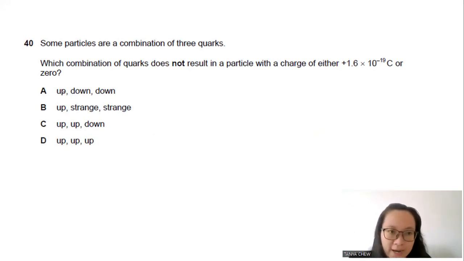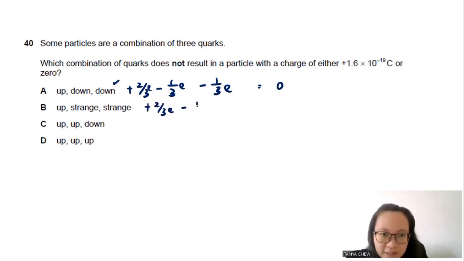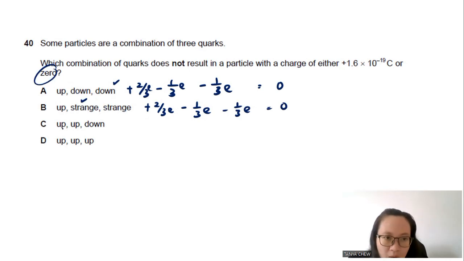So let us look at A. Up quark, positive 2 over 3 e, down quark, negative 1 over 3 e, and down quark, negative 1 over 3 e. So I get 0 here. Okay, this is true. And then B, up is positive 2 over 3 e, this is negative 1 over 3 e, this is negative 1 over 3 e. I get 0. This is correct because I will need 0 as well.